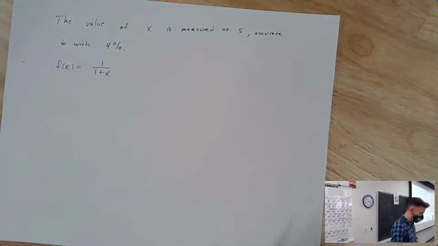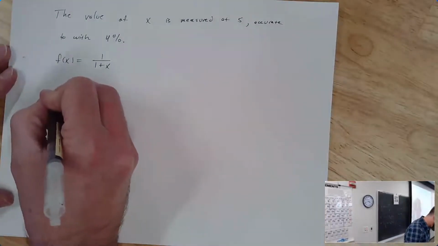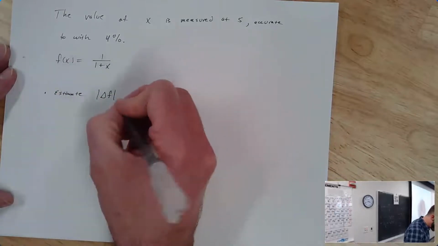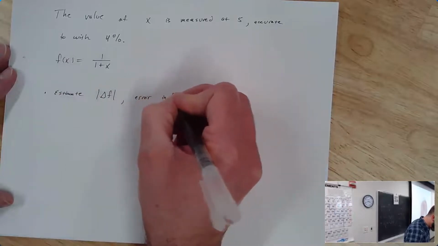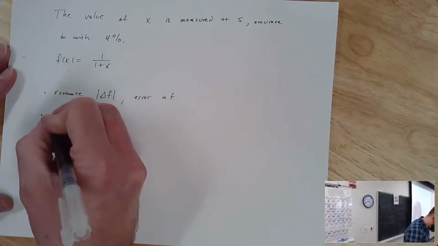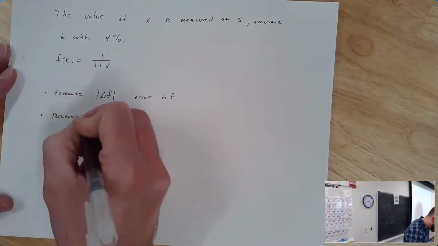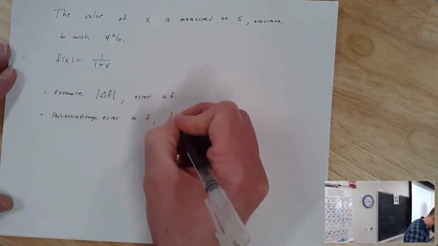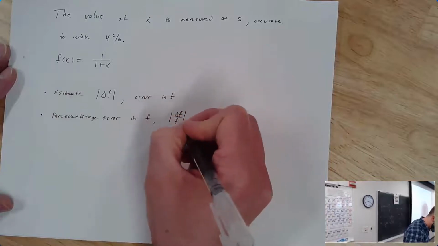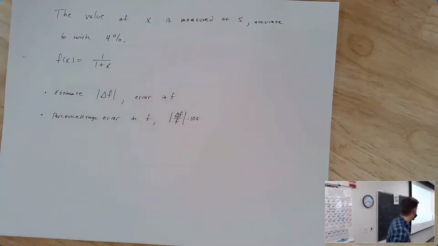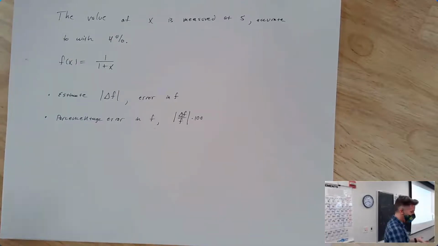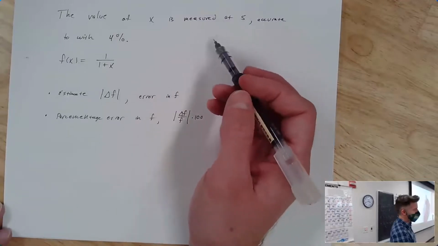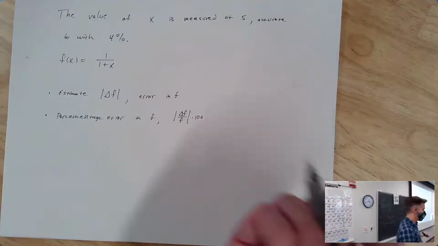And we want to find a couple of things. We first want to estimate the absolute value of delta f, the error in f. And then we're also going to find the percentage error, which, they write this out in your homework, is delta f over f times 100. So we're going to do those two things. And this language just feels kind of weird. Like x is measured at 5. That just means x is 5. But it feels kind of weird.